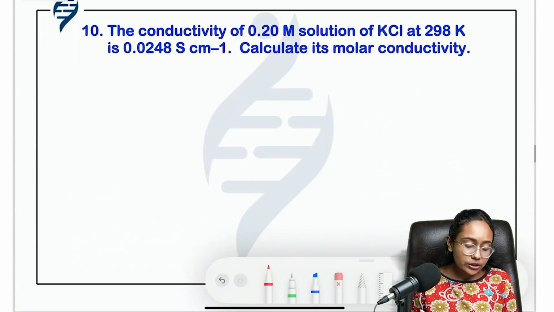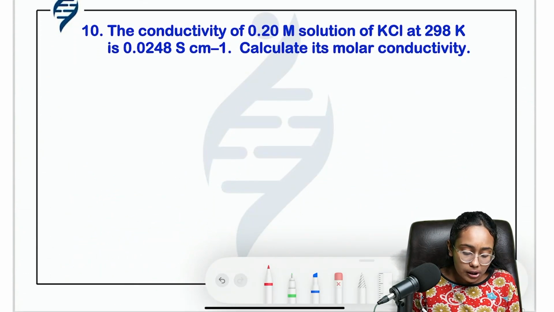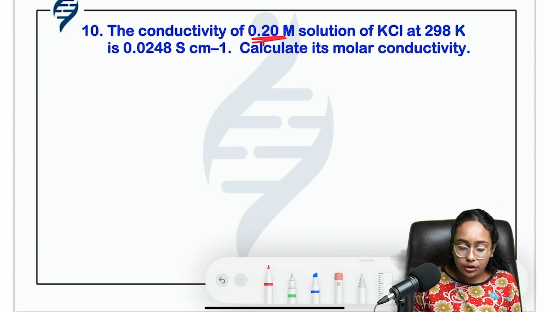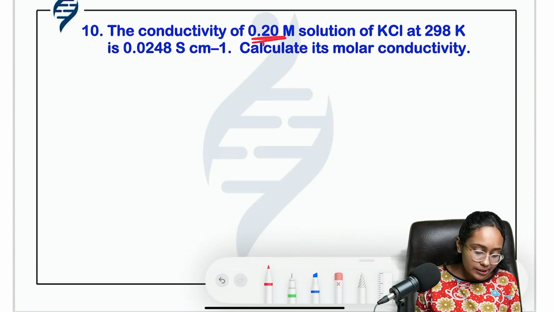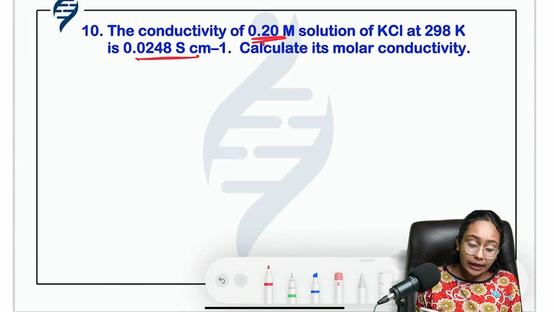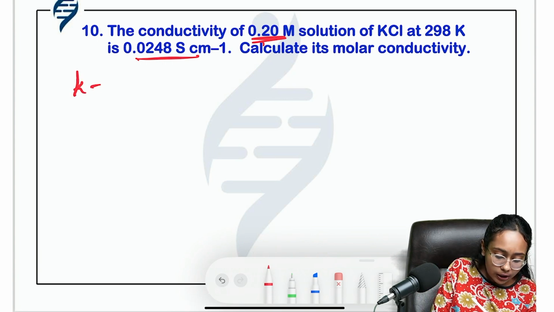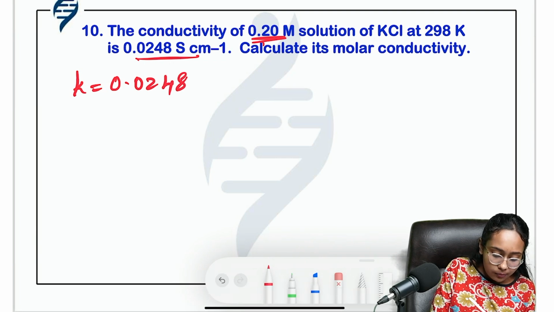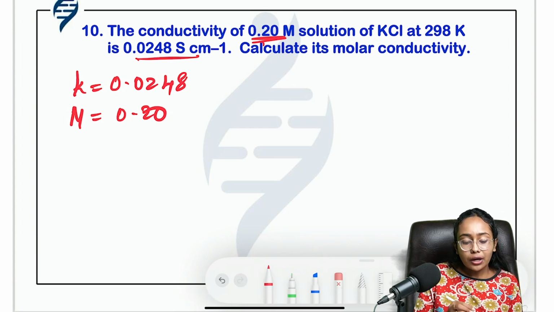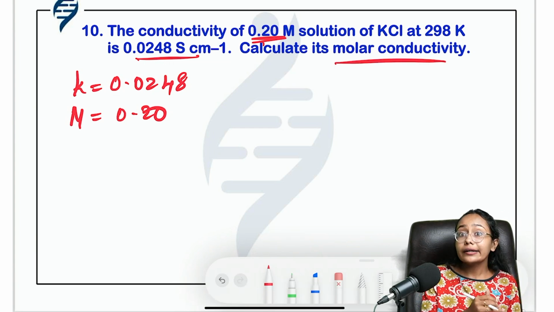The 10th question is: the conductivity of 0.20 molar solution of KCl at 298 Kelvin is 0.0248. The conductivity is given. Conductivity K equal to 0.0248. Molarity is given, 0.20. Calculate its molar conductivity. So you're asked to find the molar conductivity, and the conductivity is given here.